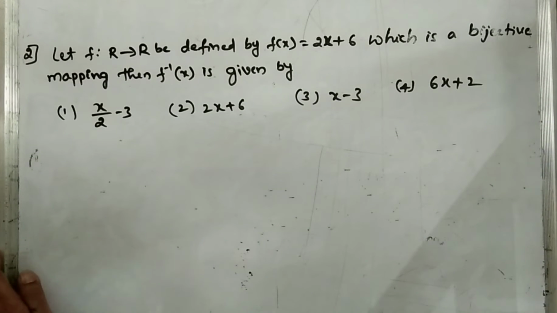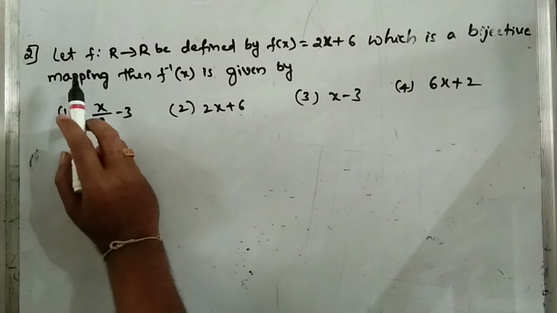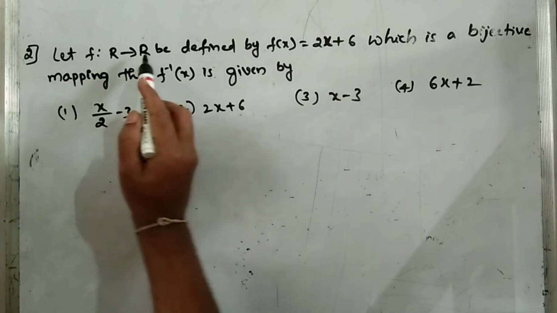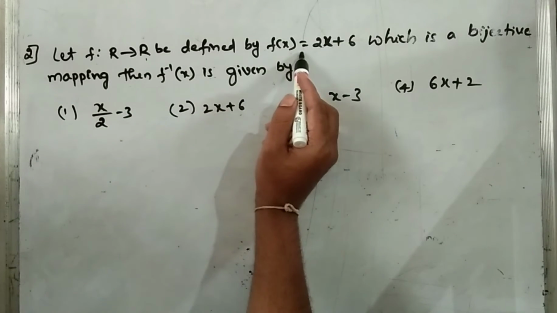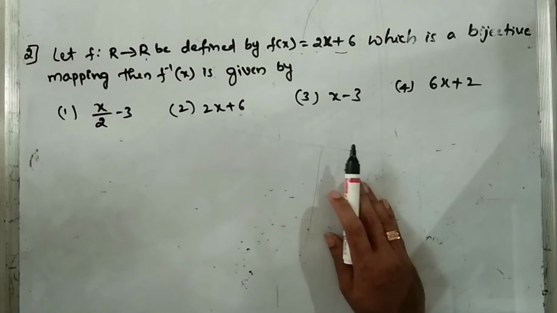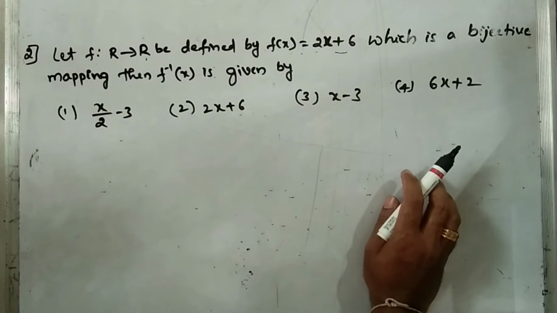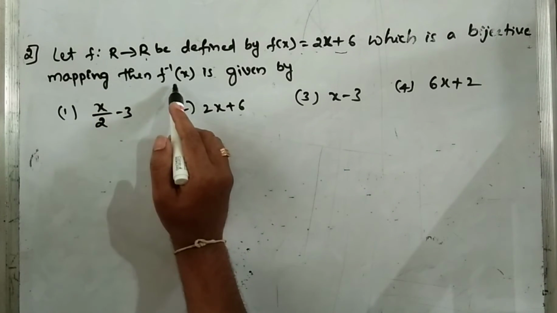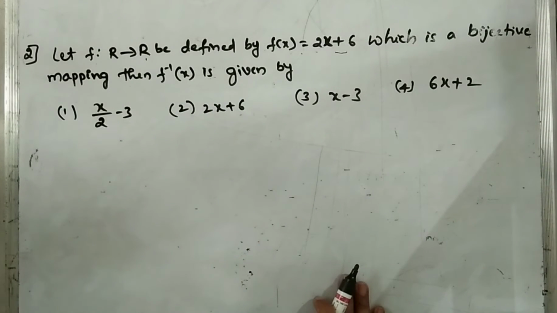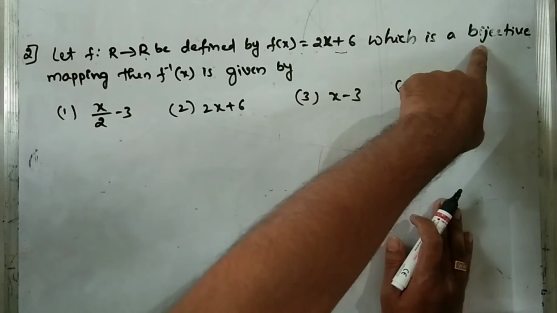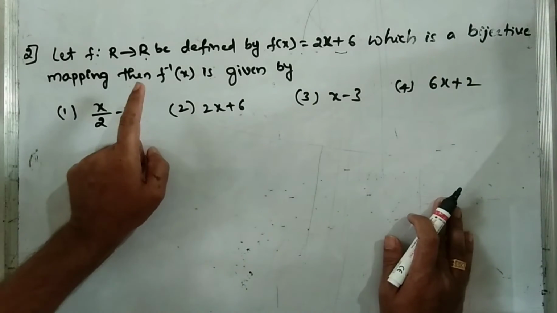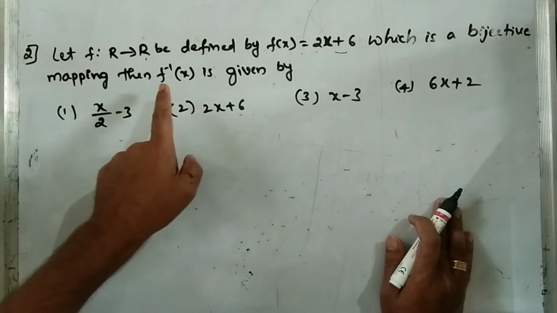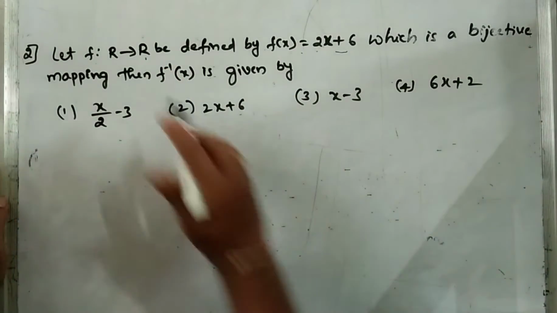Okay, now the second. Let the function f from real numbers to real numbers be defined by f of x is equal to 2x plus 6, which is bijective, which is both one-one and onto. Then f inverse x is given by. Already they have given that it is a bijective function. A bijective function is nothing but one whose inverse exists. So find the inverse of that function, that is f inverse of x.